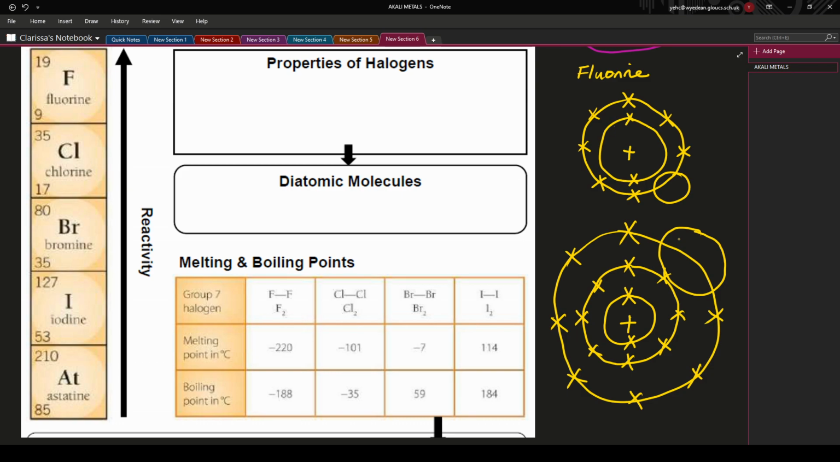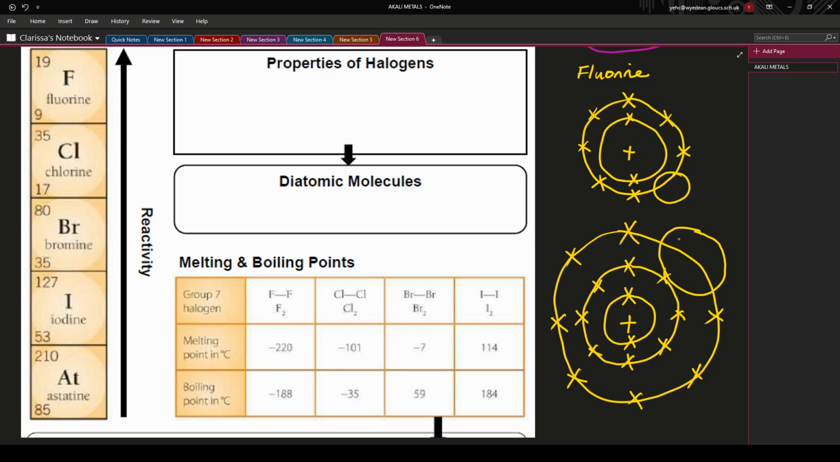So what that's going to mean is that our halogens, our group 7 elements, are really going to want to have 1 more electron. They are going to be searching for that extra electron because they only need 1 more before they have that full shell of 8. Which means that they're going to be quite reactive, very reactive.